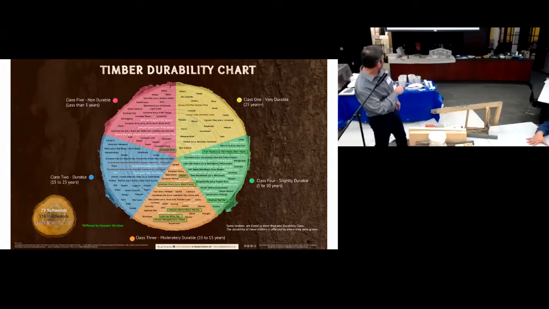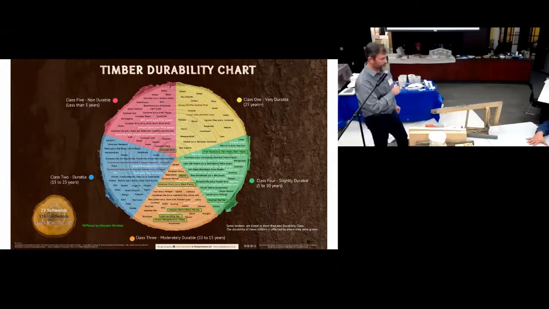Redwood, I believe, falls into class 2, actually. So again, sitting in the ground by itself, untreated, 15 to 25 years. What's another common wood people know of? Doug fir, yep. So Doug fir, it ends up in class 3.